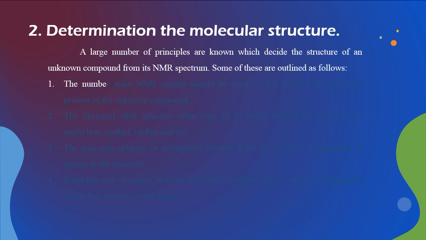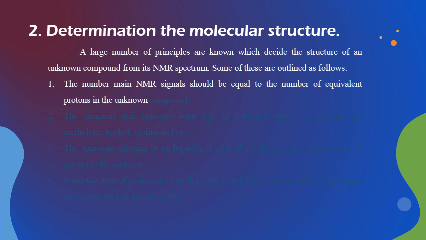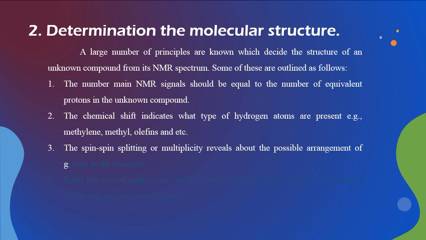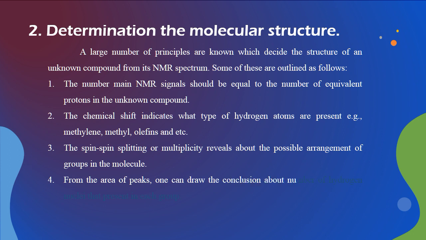The number of main NMR signals should be equal to the number of equivalent protons in the unknown compound. The chemical shift indicates what type of hydrogen atoms are present, for example, methylene, methyl, olefins, etc. The spin-spin splitting or multiplicity reveals the possible arrangement of groups in the molecule. From the area of peaks, one can draw the conclusion about the number of hydrogen nuclei present in each group.